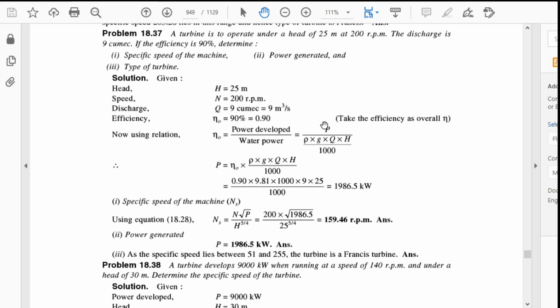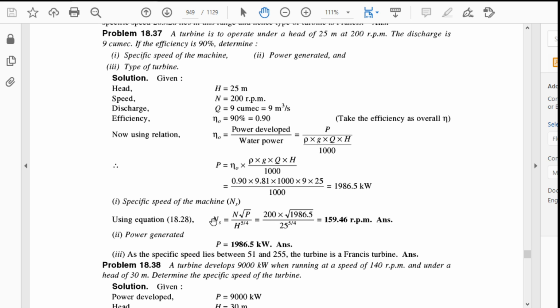So by using the efficiency we can find the power value. The overall efficiency is power divided by water power, so P divided by rho g Q H divided by 1000. By using this, we can find the power. Power comes out to be 1986.5 kilowatts. This is the power generated.